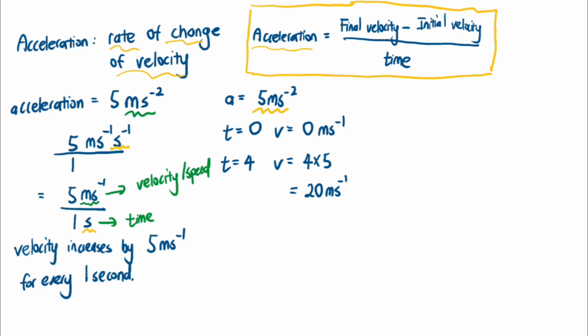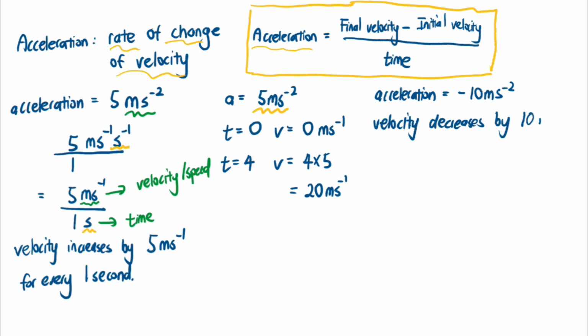Okay, so what happens if now the acceleration is negative? Say we have another car. Its acceleration is minus 10 meters per second squared. So how to interpret this is that we can think of it as its velocity decreases by 10 meters per second for every 1 second.